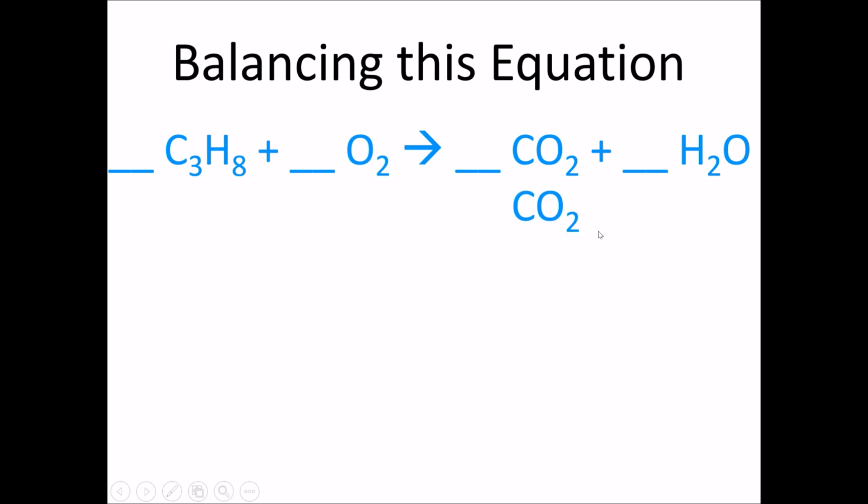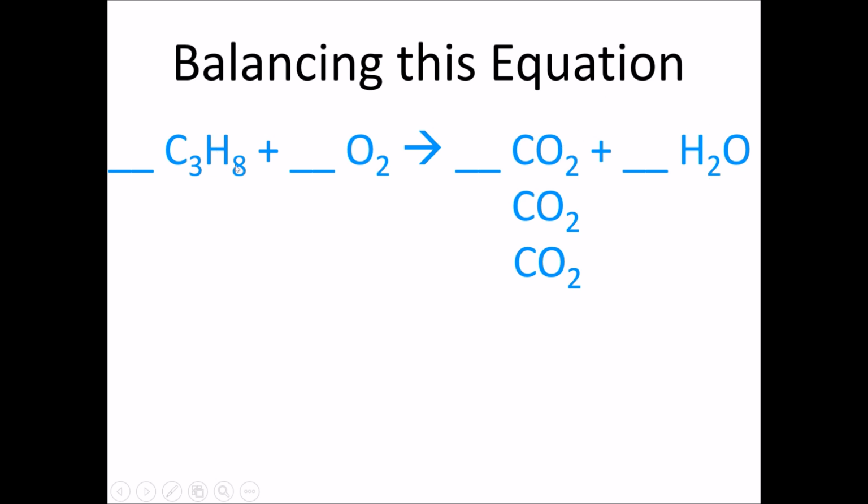So to do that, I'm going to go ahead and stack 1, 2, and 3 carbon dioxides on top of each other. Now I have 3 carbons on the reactant side and 3 carbons on the product side. You might notice that I actually added some oxygens along the way, and that's just part of the rules. We'll focus in on oxygen at the end because we actually see oxygen in 2 different products. So to reduce confusion, let's focus on oxygen at the very end.